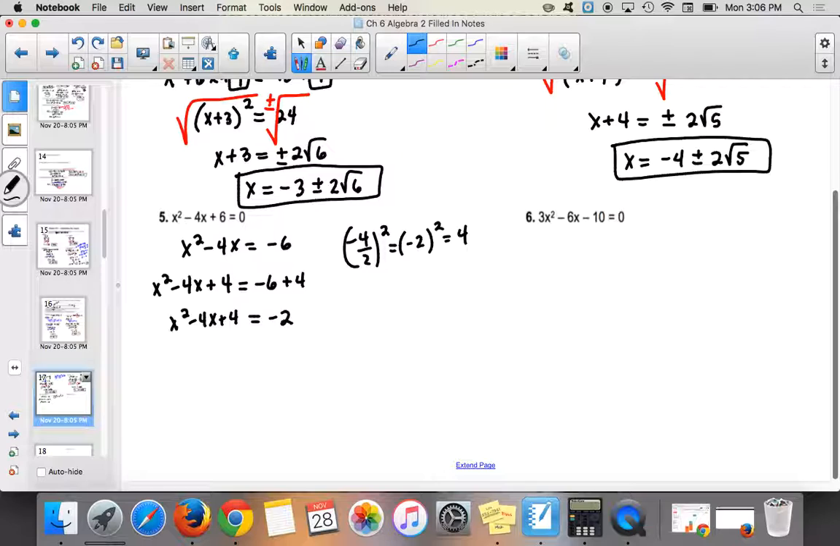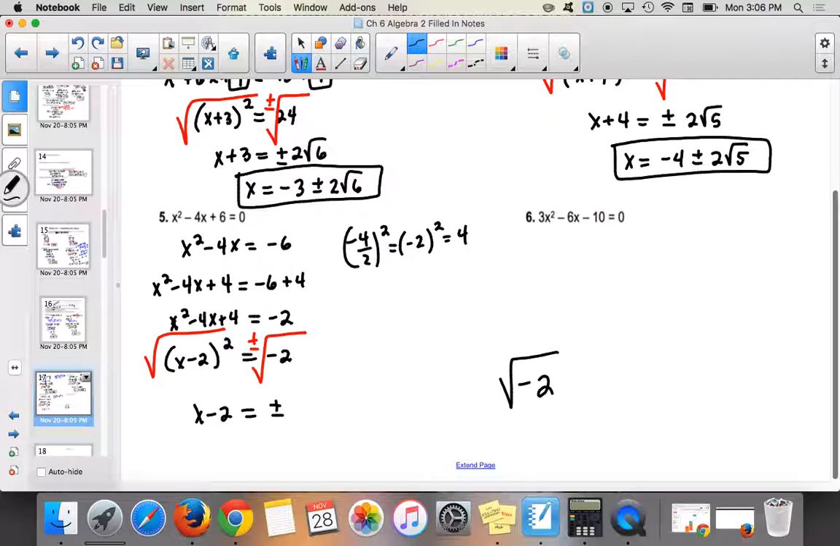All right, so I'm going to factor. So it factors into x minus 2 times x minus 2. And this time it's equal to a negative number. What do you think? Yeah, it's going to be an imaginary answer, right? So square root, plus or minus. So I'm going to get that x minus 2 equals plus or minus the square root of negative 2. How do we write that?